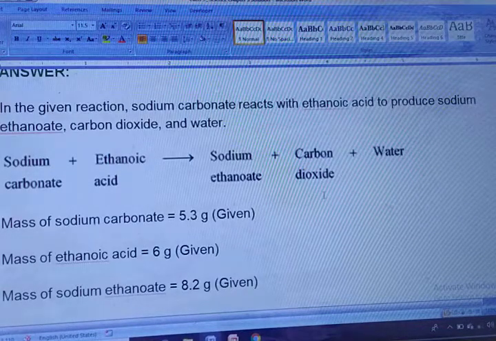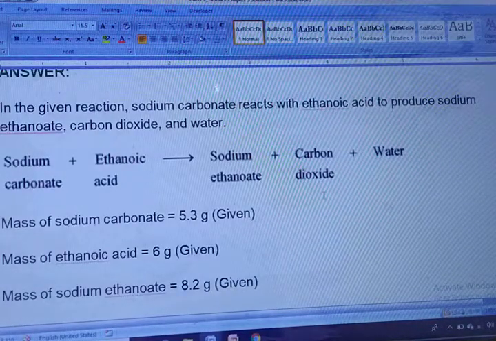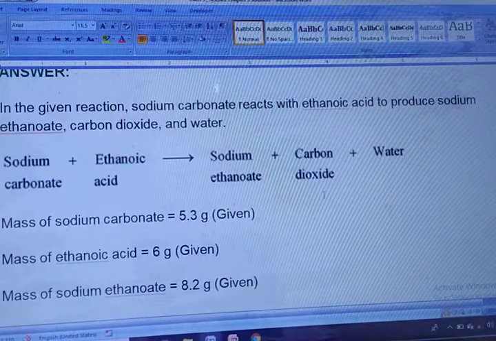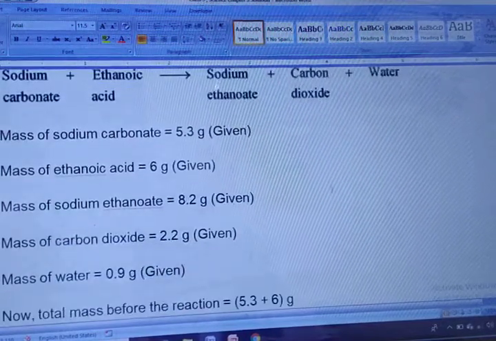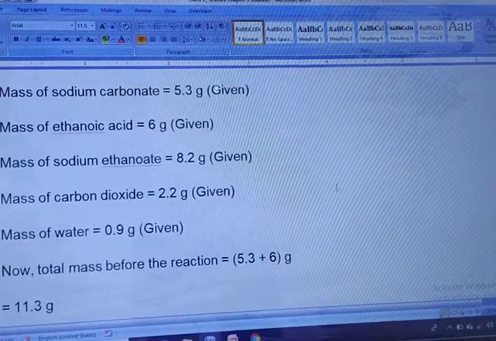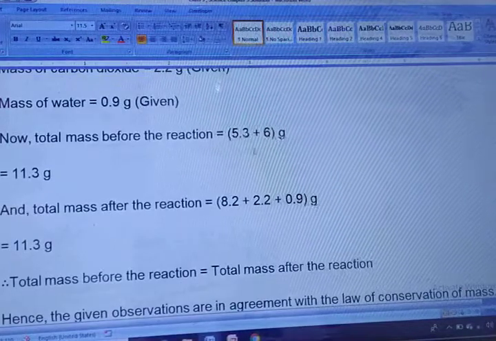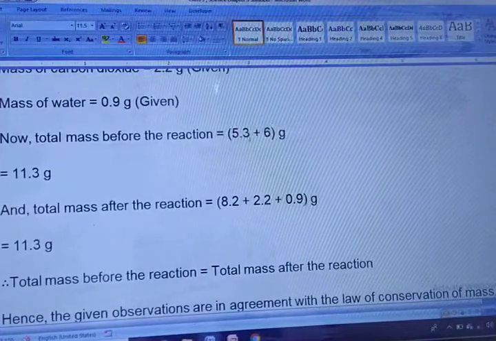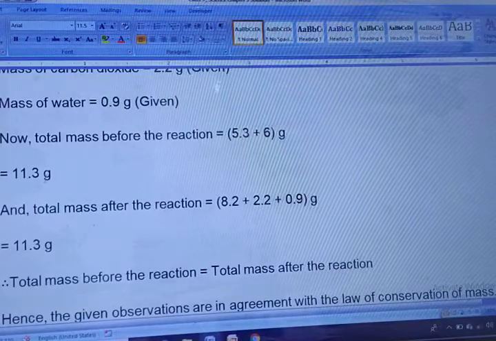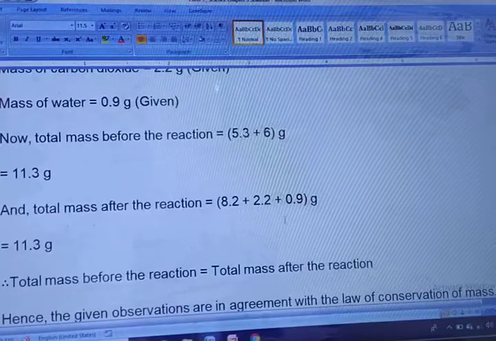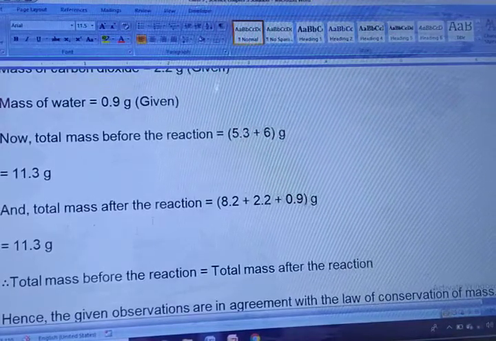First of all, the mass of sodium carbonate is 5.3 gram. It's already given in the question. Mass of ethanoic acid is 6 gram, given in the question. Mass of sodium ethanoate 8.2 gram, mass of carbon dioxide 2.2 gram, and mass of water 0.9 gram, all given in the question. Now total mass before the reaction, that is the total mass of the reactants, is 5.3 gram plus 6 gram, equal to 11.3 gram, and total mass after the reaction, that is the total mass of the products, is 8.2 gram plus 2.2 gram plus 0.9 gram, equal to 11.3 gram.